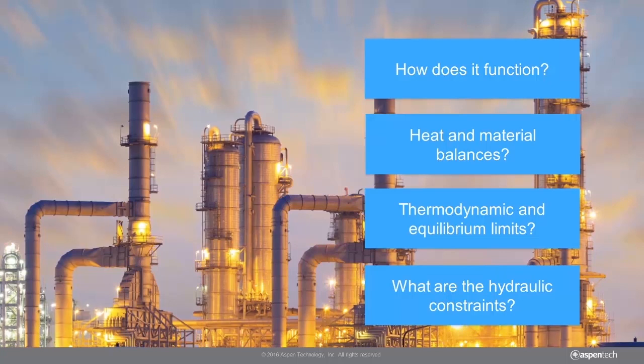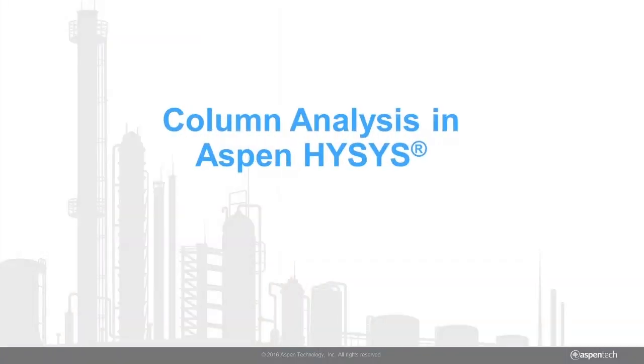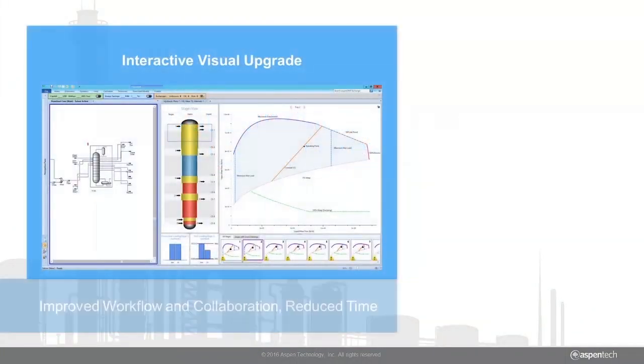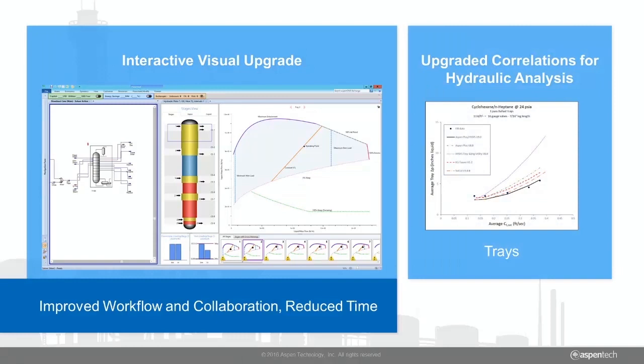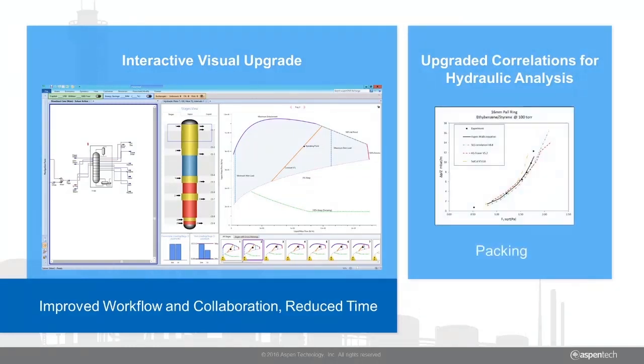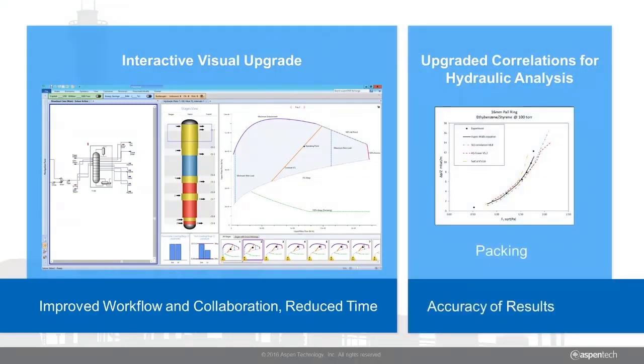You can see what's going on inside the column with column analysis in Aspen HYSYS. Column analysis is an interactive visualization tool tested for ease of workflow to save you time and effort. It includes enhanced validated calculations for improved accuracy of the hydraulic traits and packed columns.